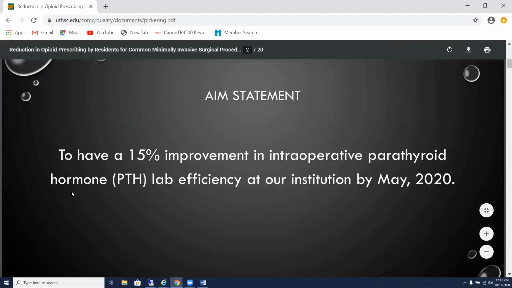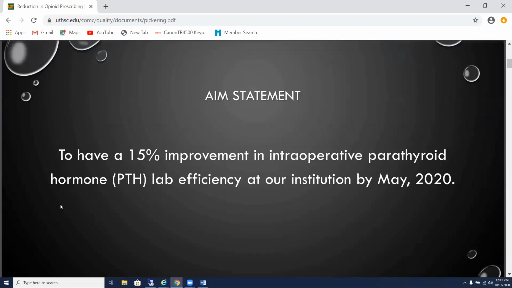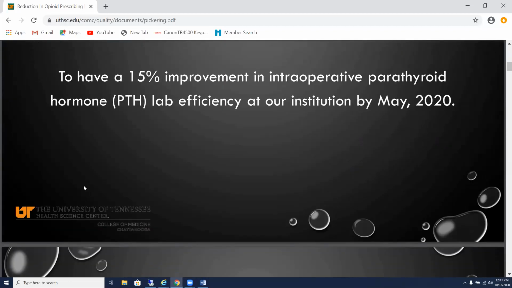So the aim statement of the quality improvement project was for us to have a 15% improvement in the intraoperative parathyroid hormone lab efficiency at Erlanger by May of 2020. And we'll talk a little bit more about what exactly that is.